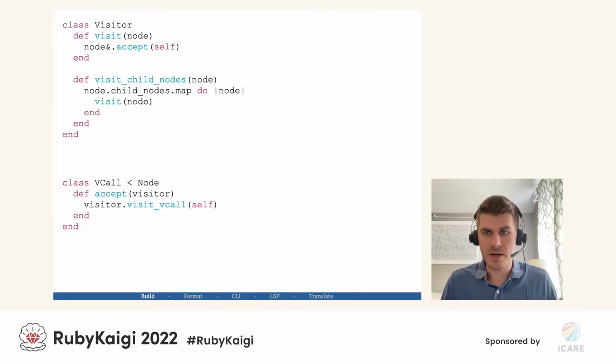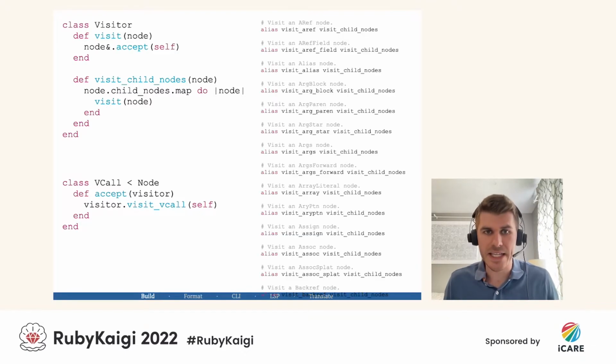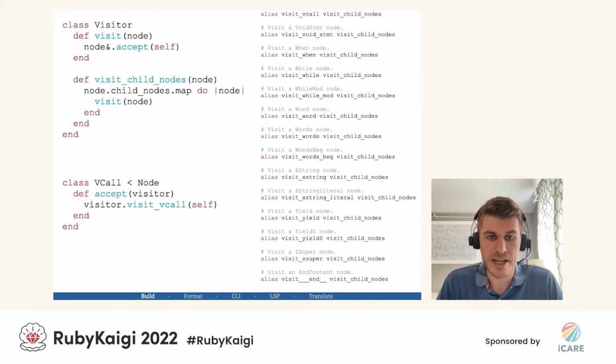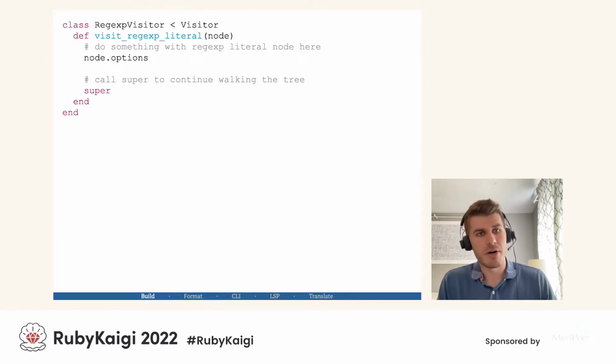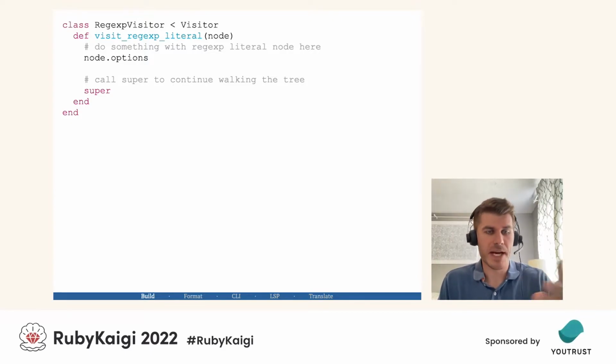So in order to walk down, we actually only have to alias all of these visit vcall, visit args, visit assoc, and any of these things to visit child nodes. And we just have to do that for every single type. So we have done that. And that allows you to walk through the entire tree on your own. This allows for some nice things, like, for instance, if you wanted to just visit every regex in your project, you could write a visitor that does this, and then call SyntaxTree.parse.accept and pass in this visitor.